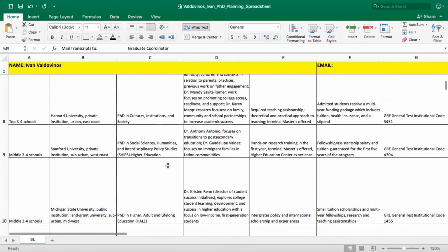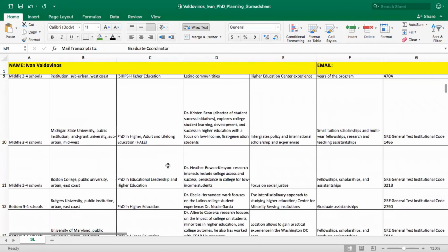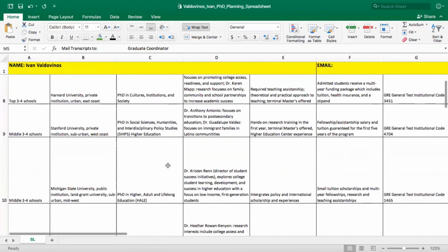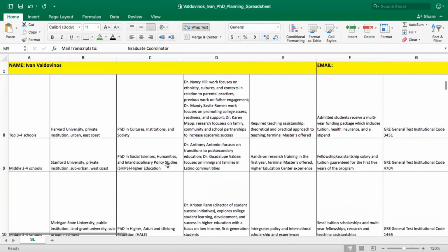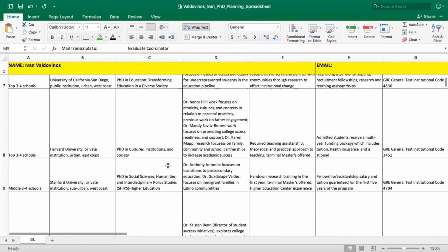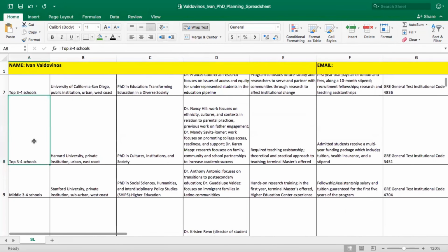Let's do one more example. Let's do Harvard here. So for Harvard, it was also in my top, and it's Harvard University, private institution, urban East Coast. The program I was applying to was the PhD in Education, Cultures, Institutions, and Society.